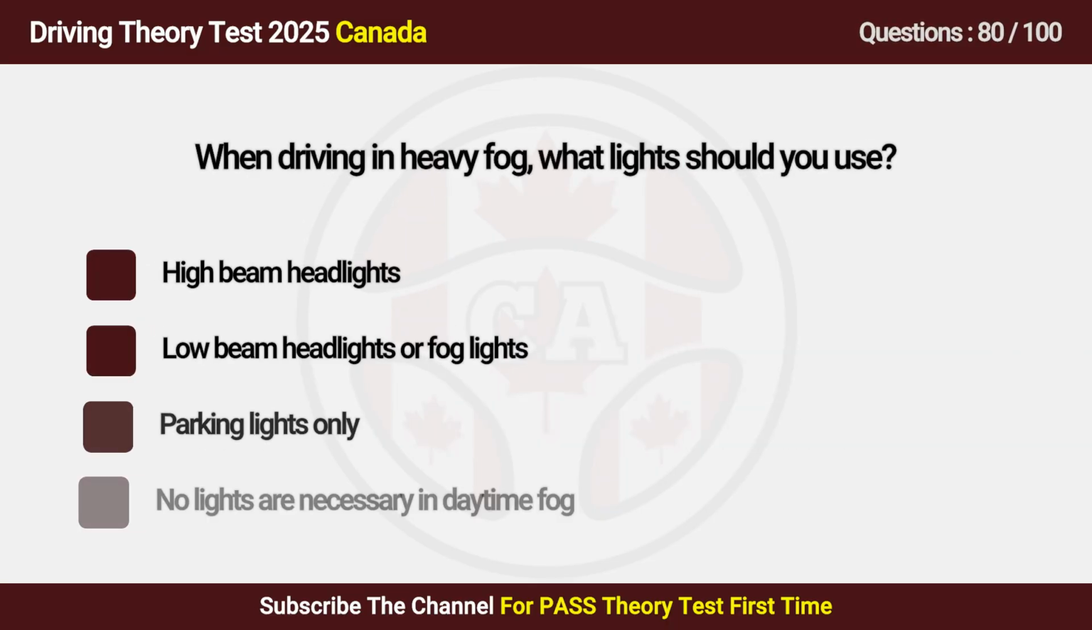Question 80. When driving in heavy fog, what lights should you use? A. High beam headlights. B. Low beam headlights or fog lights. C. Parking lights only. D. No lights are necessary in daytime fog.